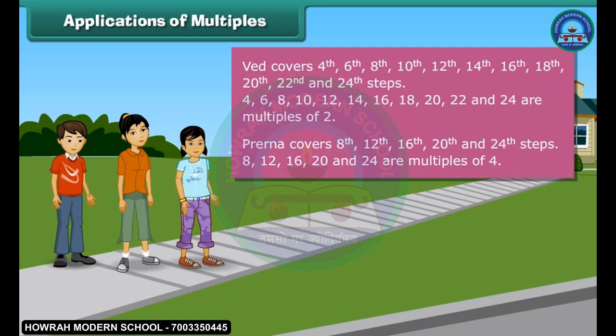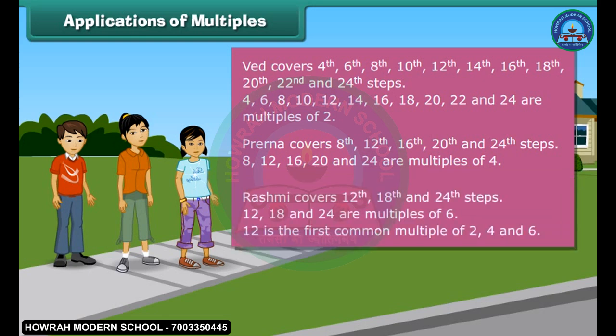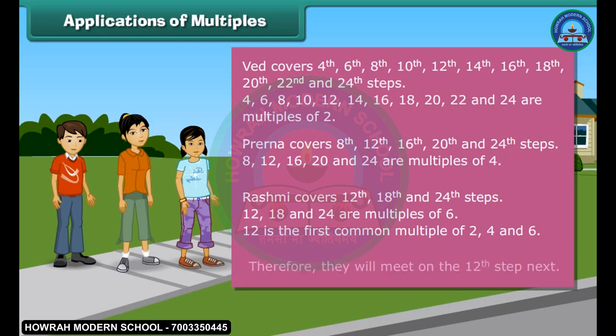Prerna covers the 8th, 12th, 16th, 20th, and 24th steps. 8, 12, 16, 20, and 24 are multiples of 4. Rashmi covers the 12th, 18th, and 24th steps. 12, 18, and 24 are multiples of 6. 12 is the first common multiple of 2, 4, and 6. Therefore, they will meet on the 12th step.